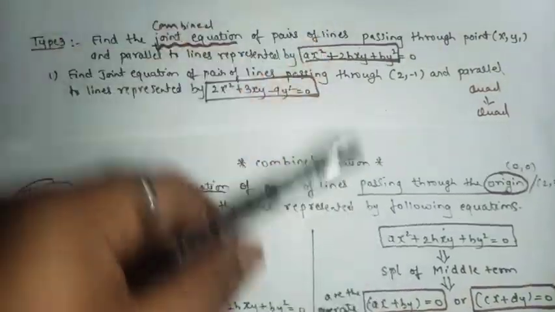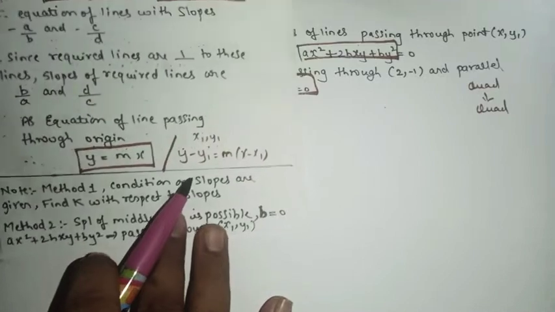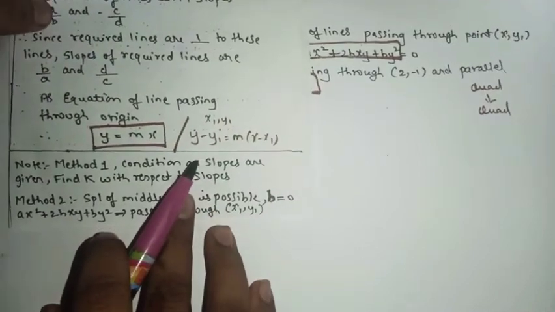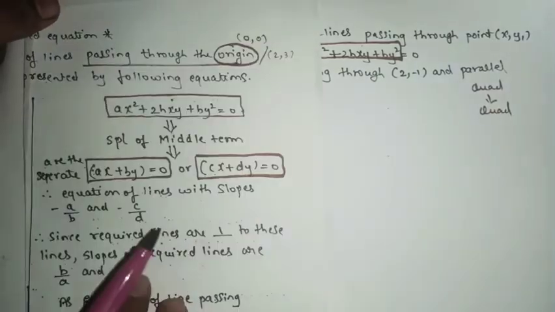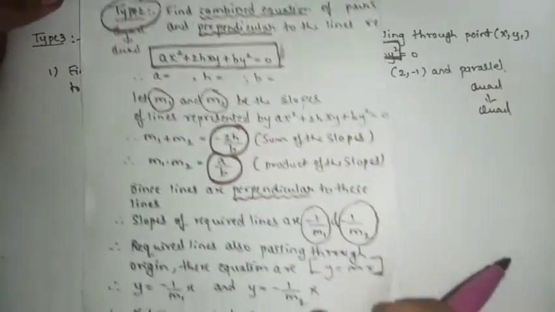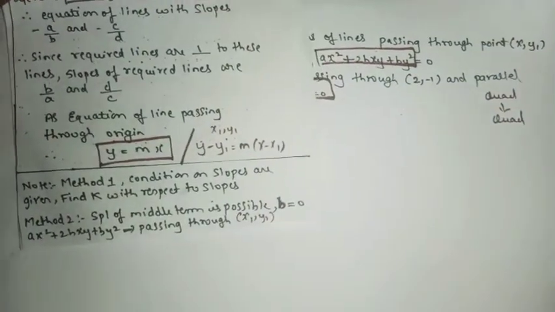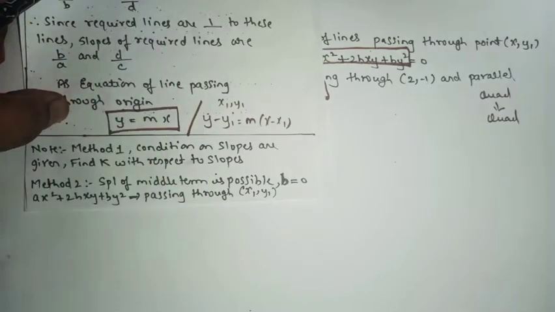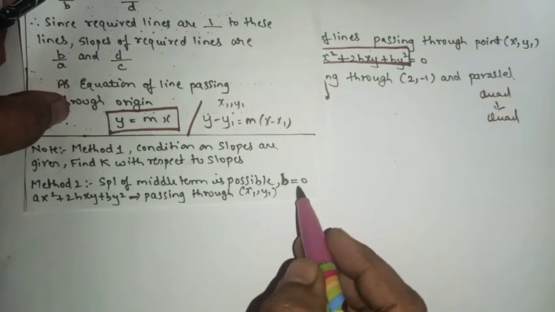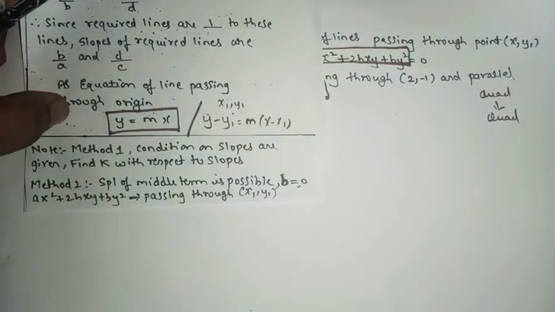So as I said, what I explained, 3 points which I had explained in the previous video: that method number 2, when it comes as type number 2, we can solve by using method 2. While explaining, I had explained that whenever the splitting of middle term is possible, apply method number 2. Whenever the value of b, the coefficient of b, is 0, method number 2.